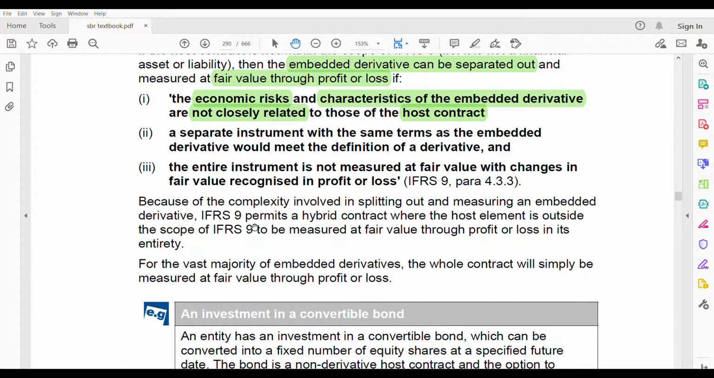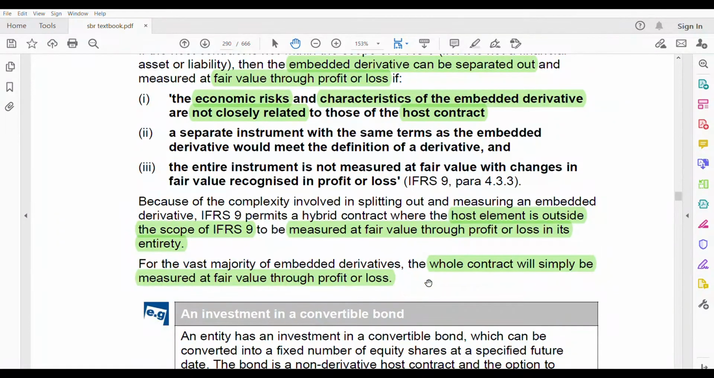What is IFRS 9 saying? They are permitting that where the host element is outside the scope of IFRS 9, that means it's not a financial asset, not a financial liability, what should you do? You can still measure it at fair value through profit and loss as a whole, the contract as a whole. And for the vast majority of embedded derivatives, the whole contract is measured at fair value through profit and loss.